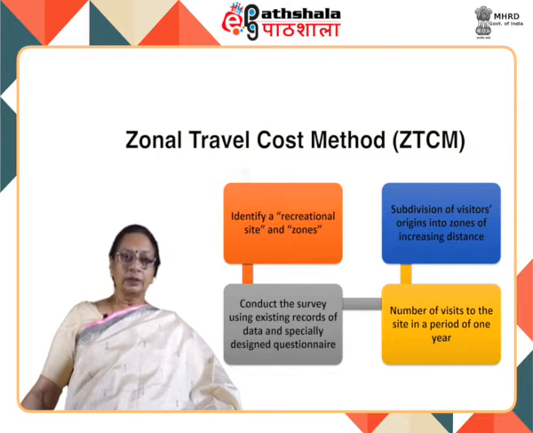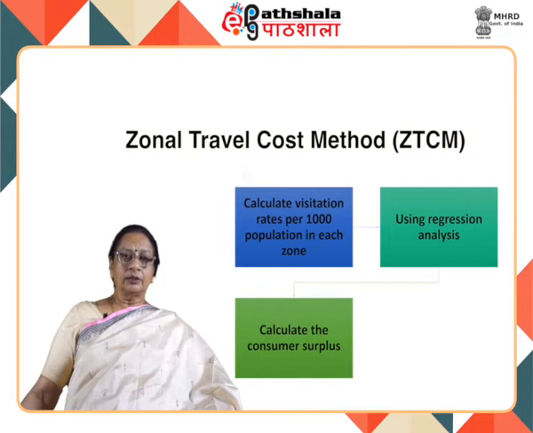Third, number of visits to the site in a period of 1 year, usually made in the previous year. Fourth, subdivision of visitors' origins into zones of increasing distance. The travel and time costs both increase with distance. Therefore, the number of visits originating from different zones indicate visits purchased at different prices. Fifth, calculate visitation rates per 1000 population in each zone by dividing the total visits per year from the zone by the zone's population in thousands.